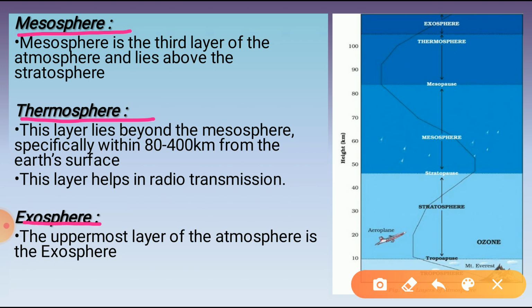Next is exosphere. It is the uppermost layer of the atmosphere. It starts after thermosphere and extends till space. The air here is extremely thin and only light gases like helium and hydrogen float into space from here. Okay, so these are the 5 layers of atmosphere. The first one is troposphere, the next is stratosphere, the third is mesosphere, the fourth is thermosphere, and the fifth is exosphere.